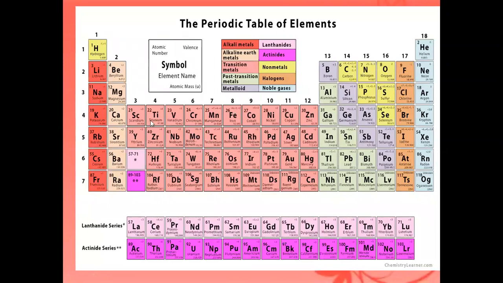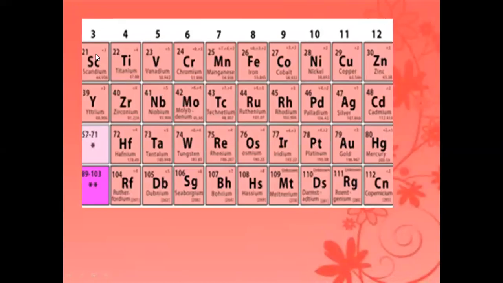The D block elements occupy group 3 to 12, and they are located in period 4 to 7. So group 3 to 12 are the D block elements, and period wise 4, 5, 6, 7.